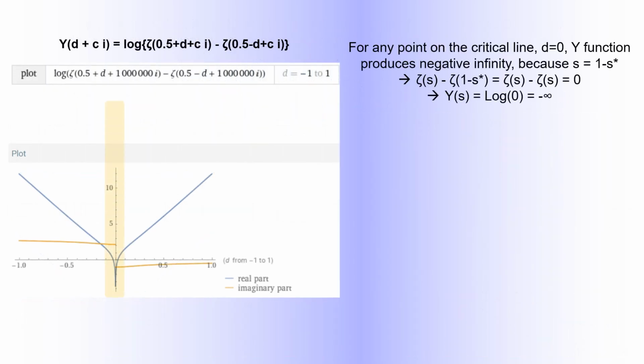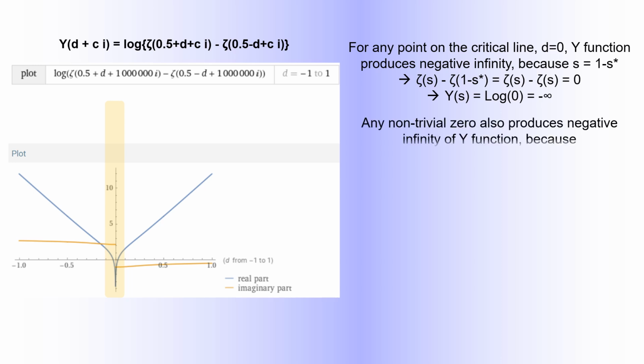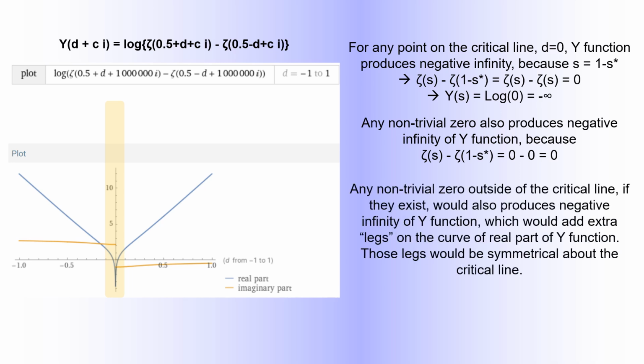For any point on the critical line, D equals 0. Y function produces negative infinity, because s equals 1 minus s conjugate. Any non-trivial zero also produces negative infinity of y function. Any non-trivial zero outside of the critical line, if they exist, would also produce negative infinity of y function, which would add extra legs on the curve of the real part of y function. Those legs would be symmetrical about the critical line, due to the functional equation of the zeta function.